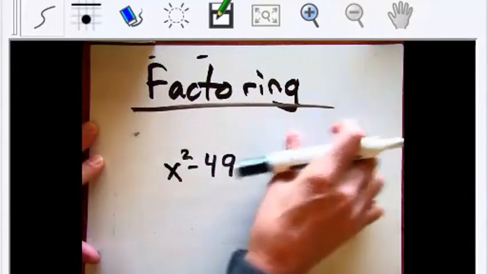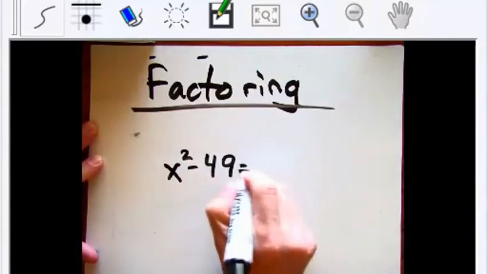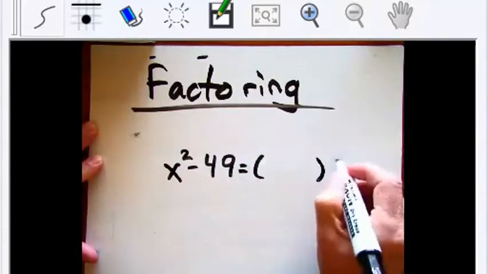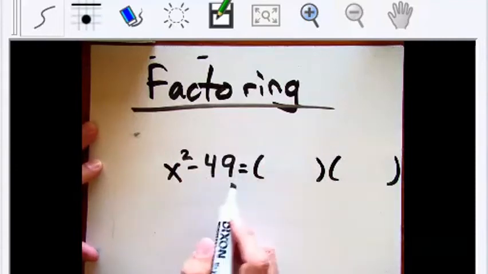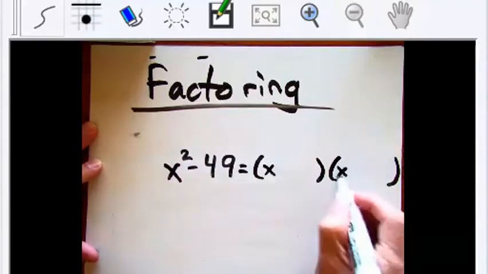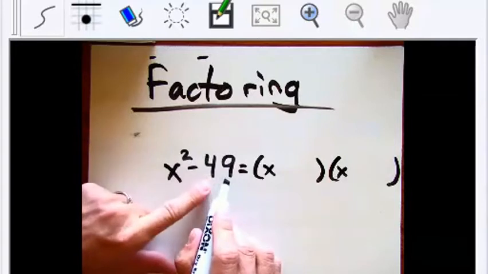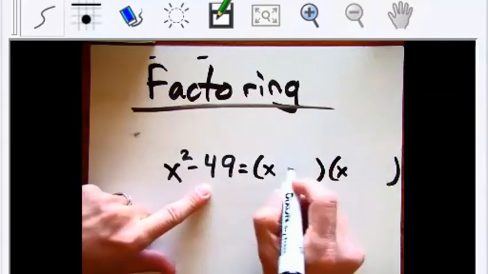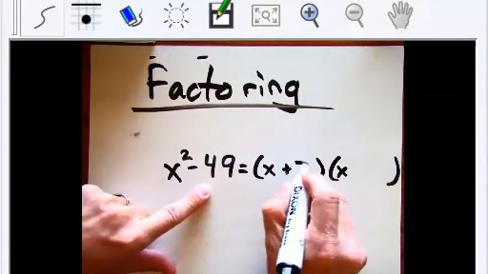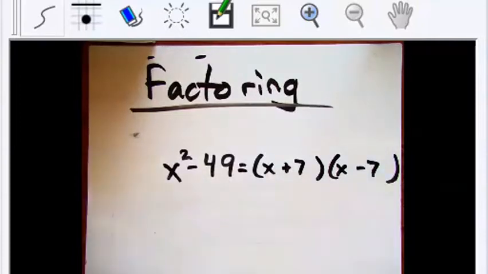Like x squared minus 49. This is kind of a special case. Hopefully you guys remember this from class, but to get the x squared, it's going to be x times x. And then this, literally just take the square root of this. Square root of 49 is 7. So it's going to be x plus 7 and x minus 7.